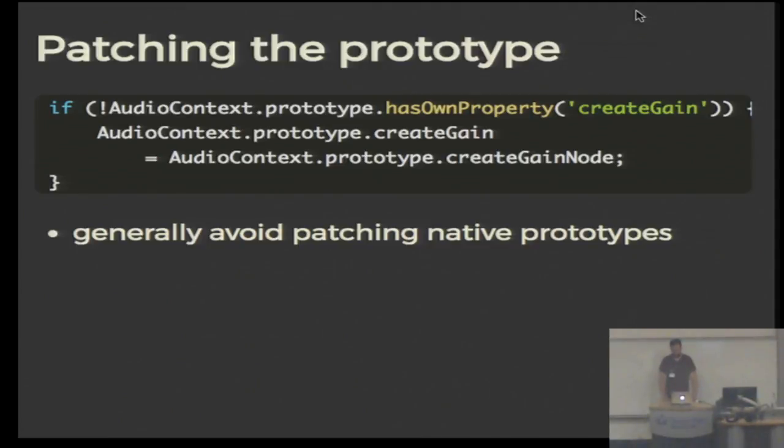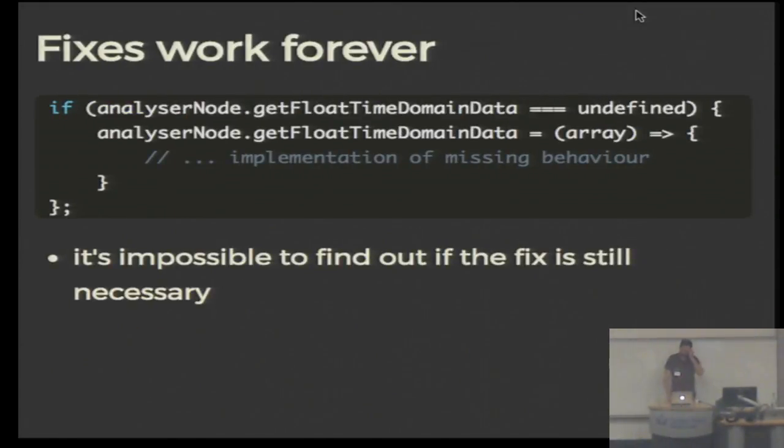But I don't know how many of you remember the Array.contains thing, which was kind of a specification and then had to be revoked because MooTools was already implementing that method and it was slightly different. So that's why we now have Array.includes and not Array.contains. So the general rule is do not patch native prototypes. And the most important thing, or the worst thing in my opinion, is that those fixes work forever. You don't have any chance to check if that's still necessary or not.